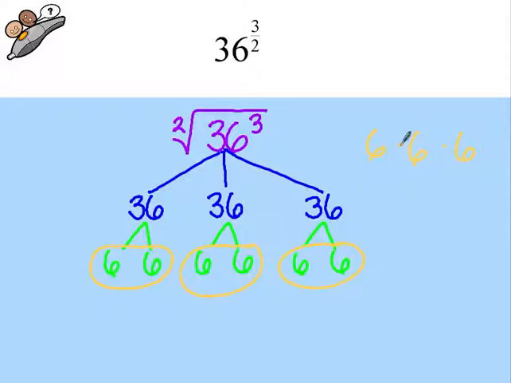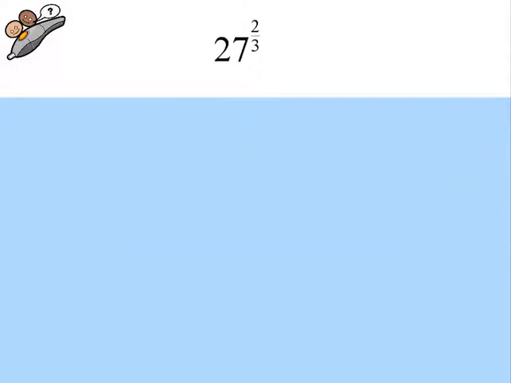If you did the 2s and the 3s, you got a lot of them. And you probably ended up with 2 times 2 times 2 times 3 times 3 times 3. All right, so with that in mind, here you go, another one. 27 to the 2/3. Okay, 27 to the 2/3.